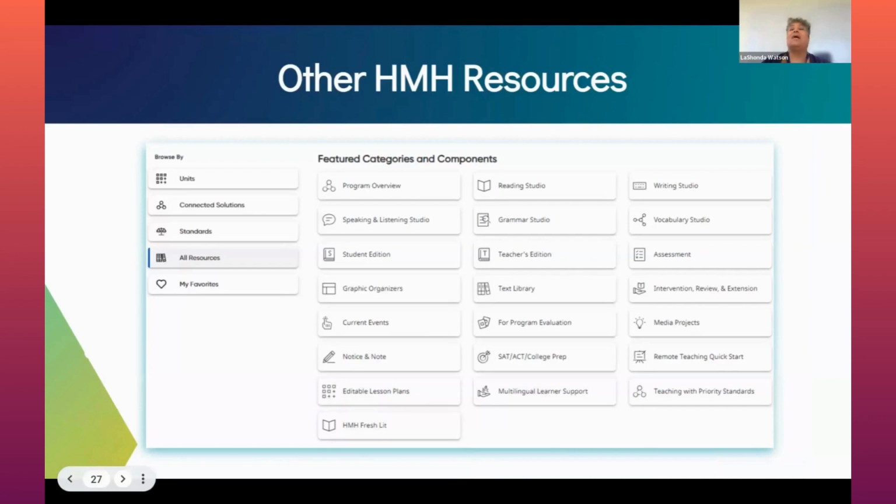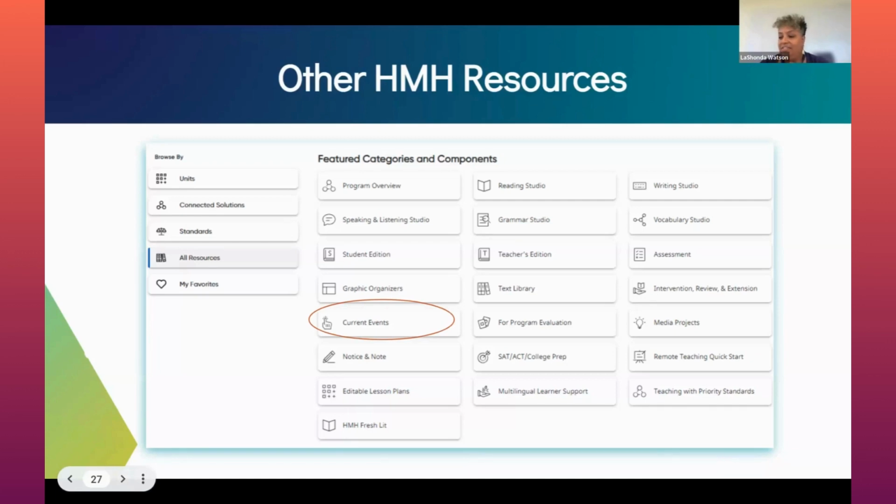HMH offers a plethora of resources for teachers and for students. And I want to call your attention to 2 in particular. So Current Events has news articles or overview of current events that include links to articles about those events. So if you want your students to be able to make connections about what they're reading, particularly in English 3 and 4, with what's going on today, that resource can be used for that.